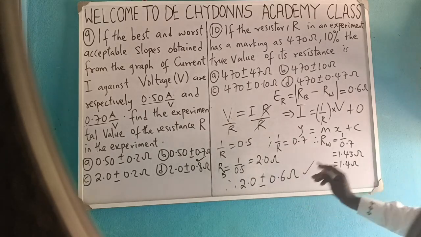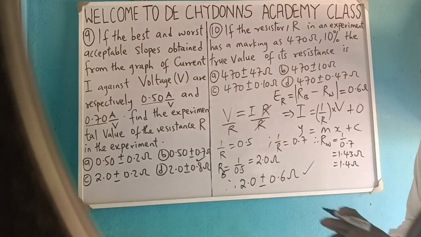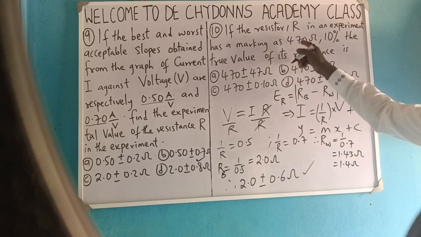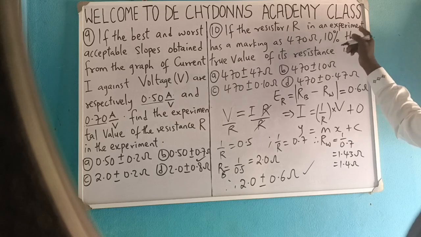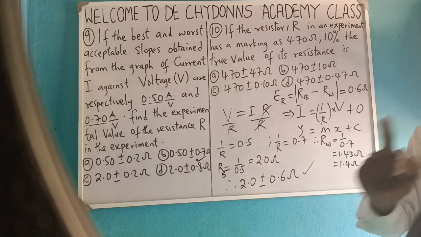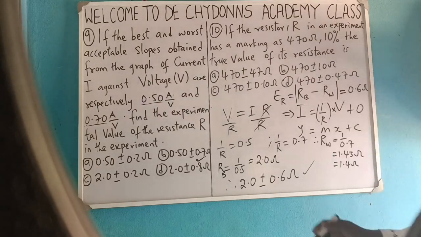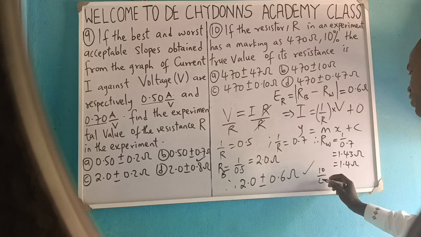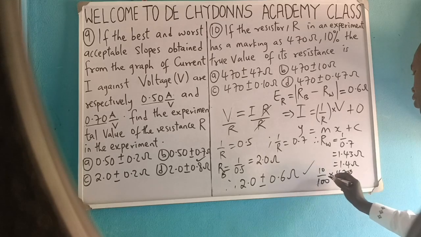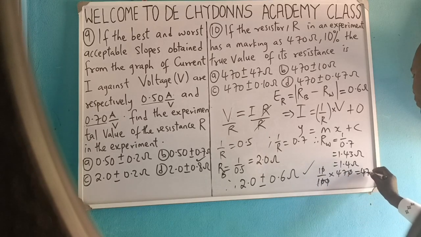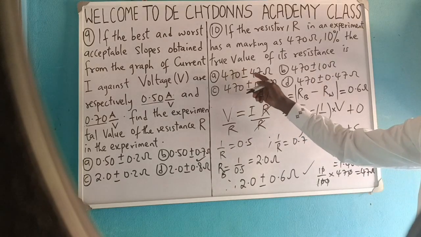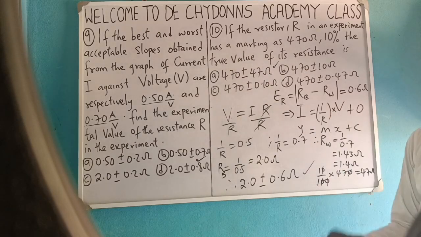Show your working, and your working earns your mark. We'll go to question number 10. If the resistor R in an experiment has a marking of 470 ohms, 10%, the true value of its resistance is, they gave you options. This is very simple. Get the 10% of 470. 10% means 10 over 100 times 470, right? We will cancel. That will give you 47 ohms. Now, the answer will be 470 plus or minus 47 ohms. I said it is very simple.